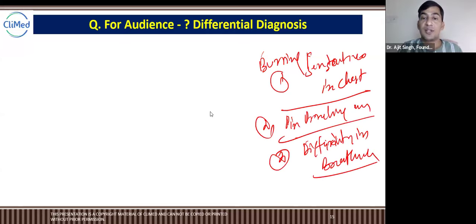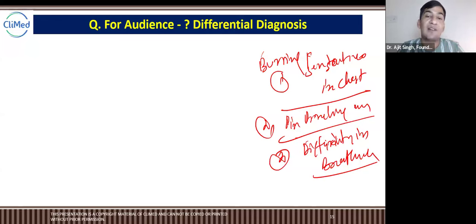What would you diagnose? Asthma, GERD. That's what I'm asking, guys. It could be acute coronary syndrome. It could be GERD, gastroesophageal reflux disease. It could be peptic disease. It could be severe gastritis. It could be asthma. It could be COPD. It could be anything, right? So the same thing I'm asking: the differential diagnosis means when the symptoms mimic multiple diseases.